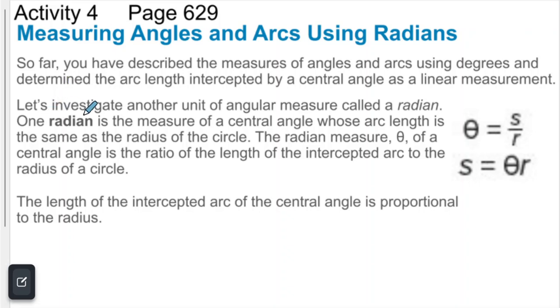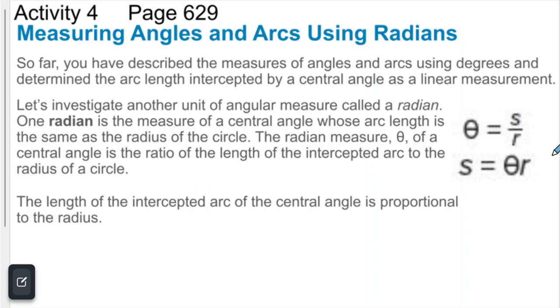1 radian is the measure of a central angle whose arc is the same as the radius of the circle. The radian measure theta of a central angle is the ratio of the length of the intercepted arc to the radius of the circle. The length of the intercepted arc of the central angle is proportional to the radius.